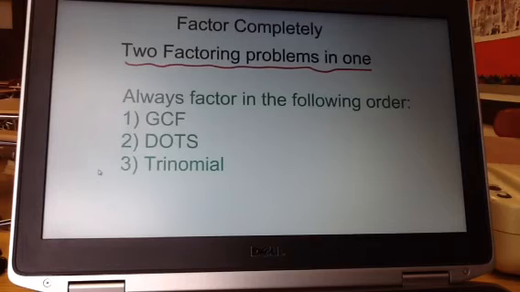Always, always, always, always, you want to factor in the following order: GCF, DOTS, and then a trinomial.